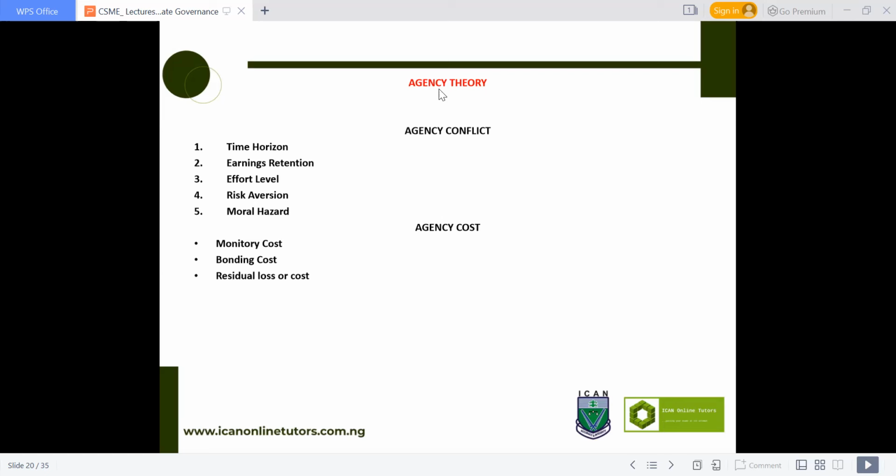We also have what we call the moral hazard. The moral hazard is that the director will only like to receive high benefit from his employment. Then we also talk about agency costs. We have monitoring costs. Those are costs that the shareholder incurs just to monitor the activities of the director.